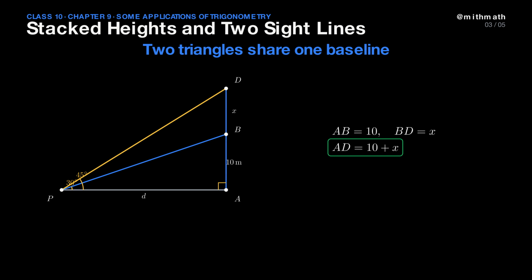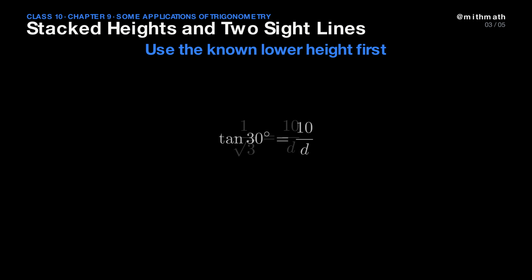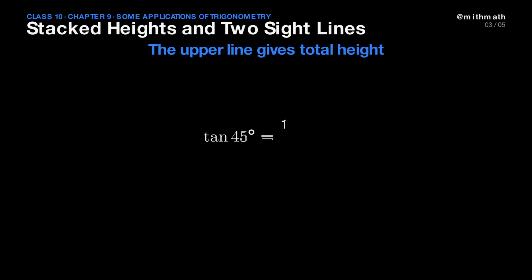Both triangles use the same baseline PA. The lower triangle contains a known vertical side, 10 meters. Tangent 30 determines the shared horizontal distance as 10√3 meters. The upper triangle's opposite side is 10 plus x, not x alone.